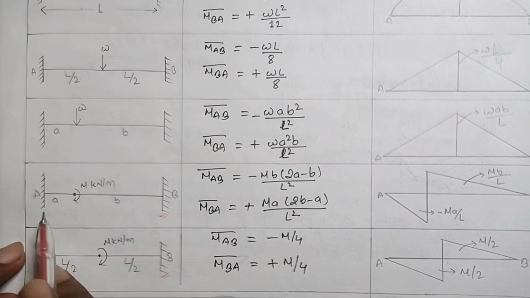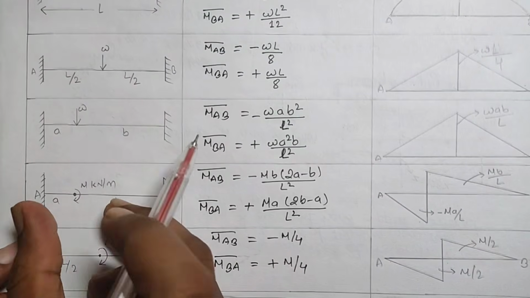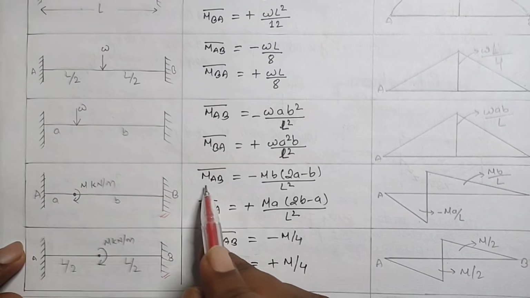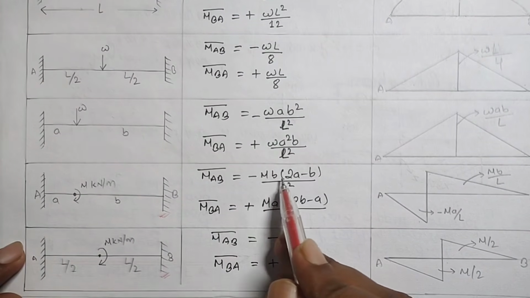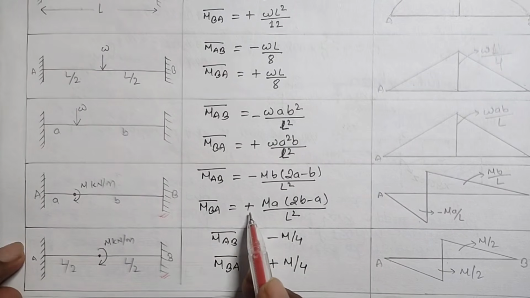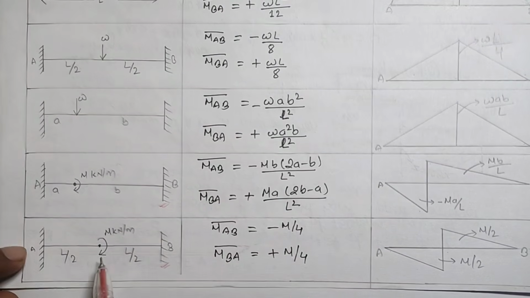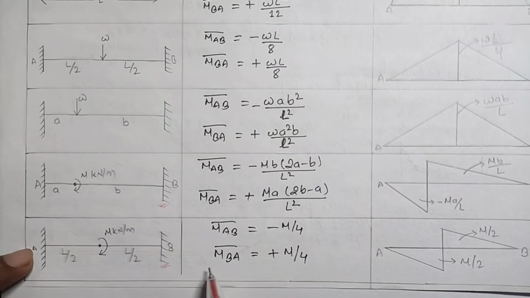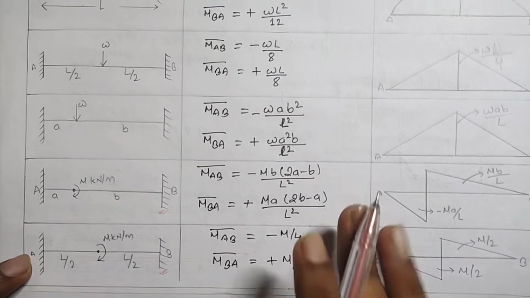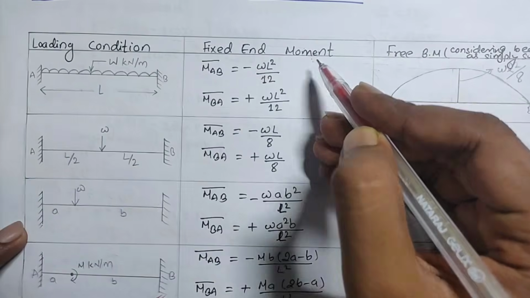So have a look. If a moment is acting away from the center of the span, then MAB equals minus MB times (2A minus B) by L square. Similarly, MBA equals plus MA times (2B minus A) by L square. And if our moment is acting at the mid span, then MAB equals minus M by 4 and MBA equals plus M by 4. And guys, these were the formulas for calculating the fixed end moment.